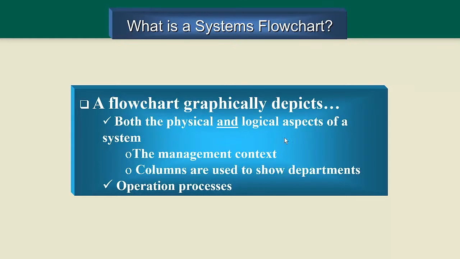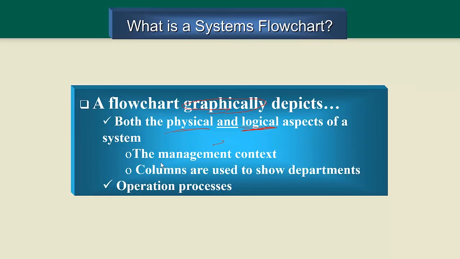A flowchart graphically depicts, in other words, symbols or pictures, a business process, and it can show physical aspects of the process. For example, it might show what document is being used, a purchase order, a tax form, or it can show the logical aspects or conceptual aspects. So instead of showing a paycheck, it might display pay employee. Conceptual, not physical, right? Logical.